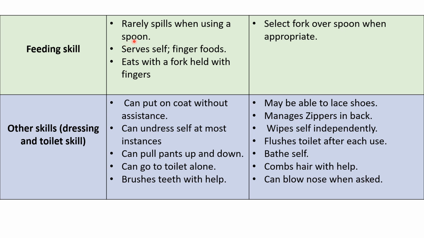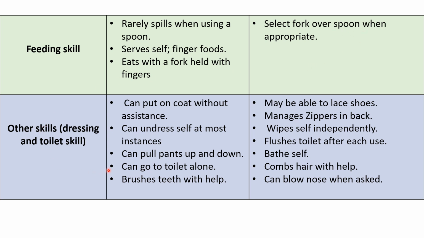Feeding skill. They rarely spill when they are using the spoon. They like finger foods. Eat with a fork which is held in fingers. But you have seen in the toddler they used their entire palm. Now they are using fingers. Now they select a fork over the spoon when it is appropriate.